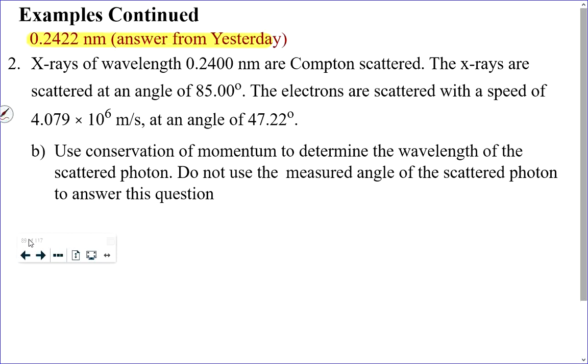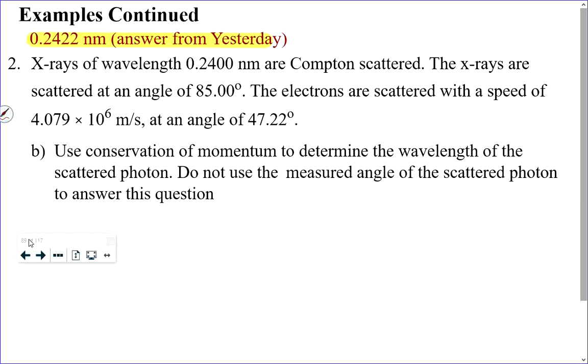So use conservation of momentum to determine the wavelength of the photon. We used conservation of energy yesterday and determined the wavelength of the photon as 0.2422 nanometers. That's the answer from yesterday. It says do not use the measured angle of the scattered photon. That's going to be there for another question that we'll ask, 2C.